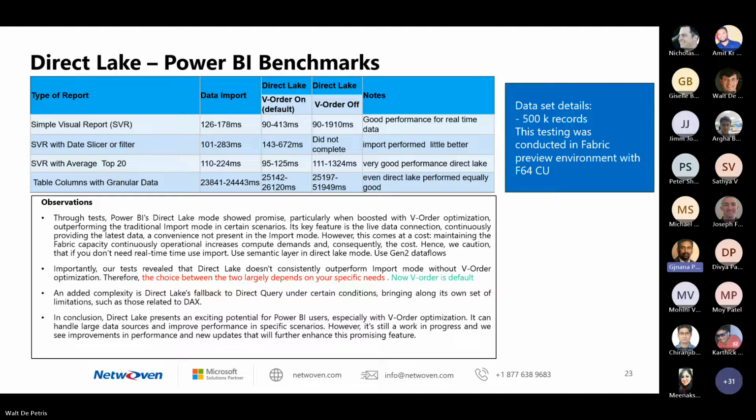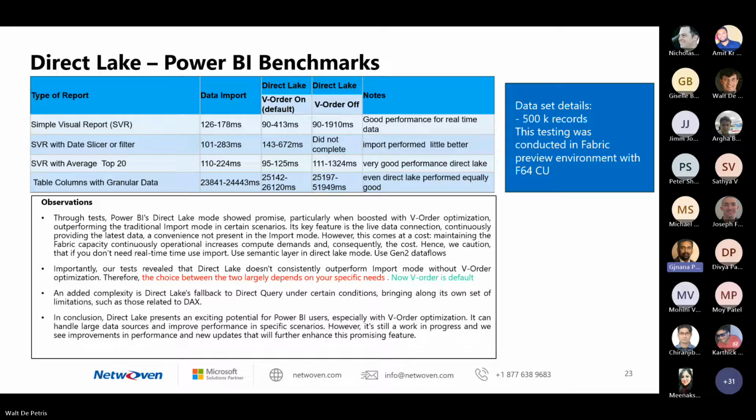Okay. Direct Lake Power BI benchmarks now. We have done a simple visual report, which we call SVR. Then an SVR with a data slicer or a filter. We took 500K records as an example. This testing was conducted in a Fabric preview environment with F64 capacity. Then SVR with average top 10, and a table column with granular data, which is a flat table.